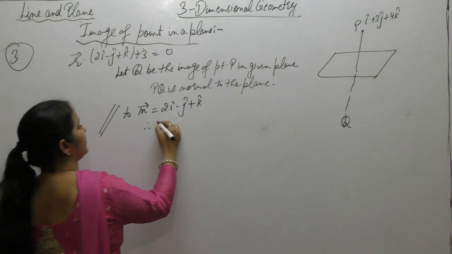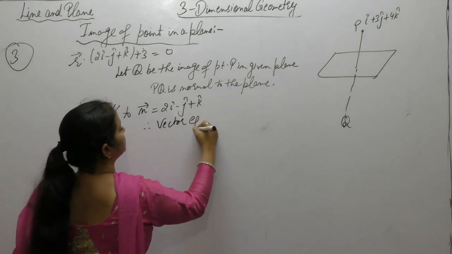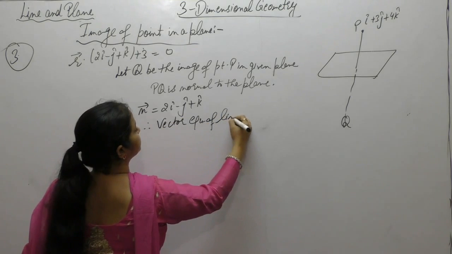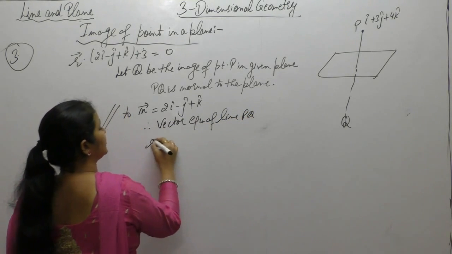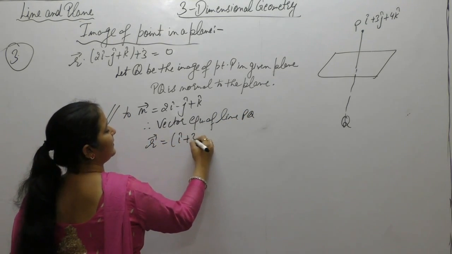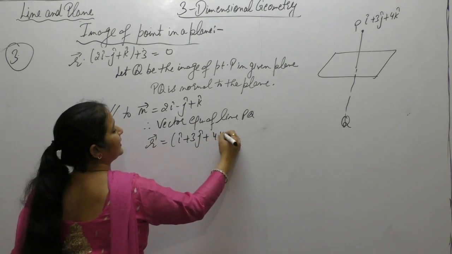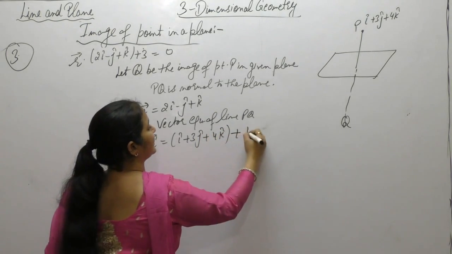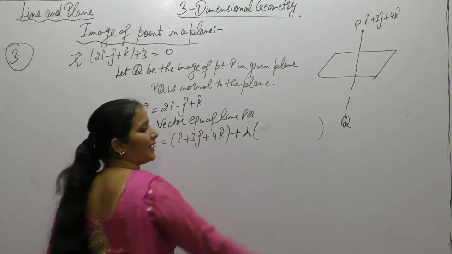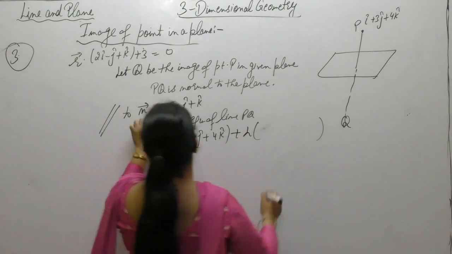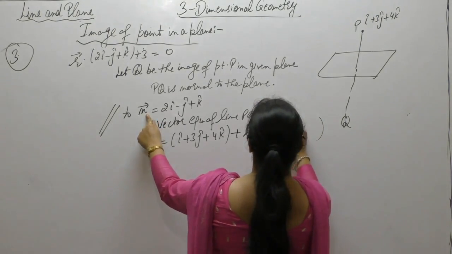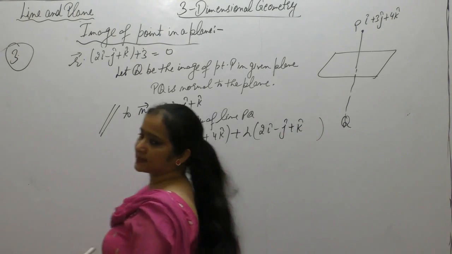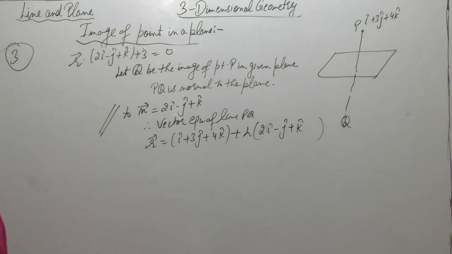Therefore, vector equation of line PQ: r vector is equal to a vector plus lambda b vector. A vector is the point through which the line passes, and b vector is the vector parallel to the line, which is the normal vector, so 2i minus j plus k. This is the vector equation of the line.